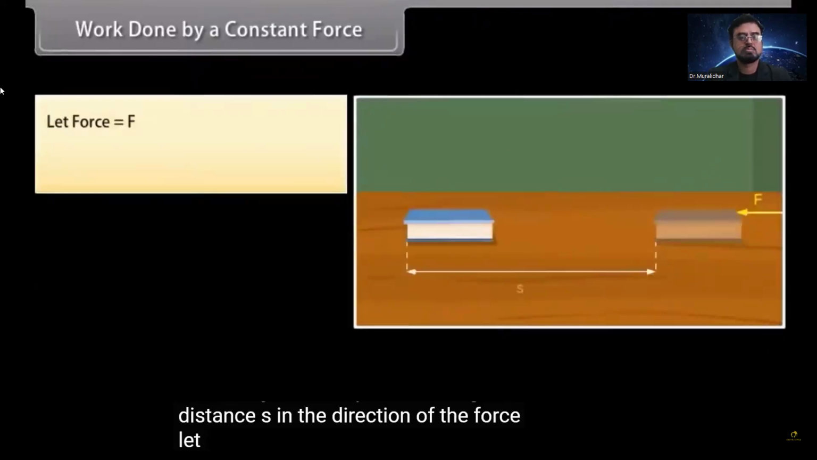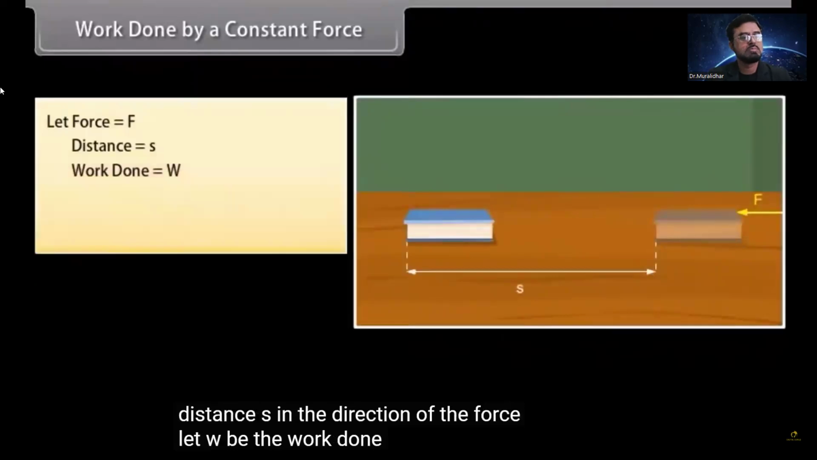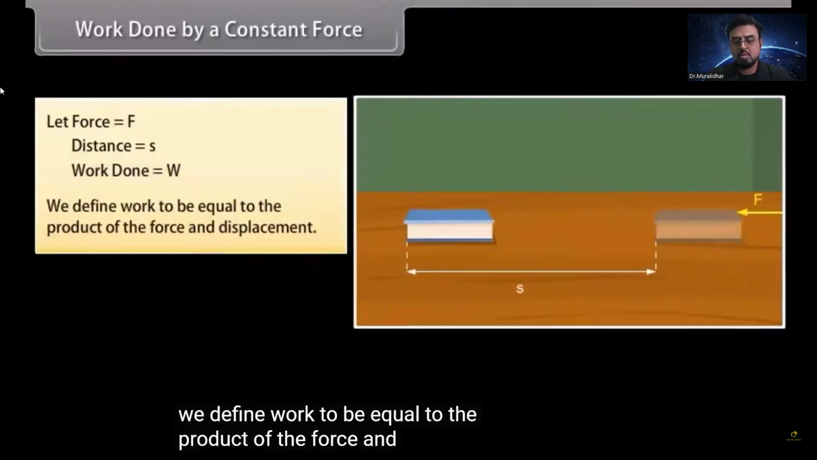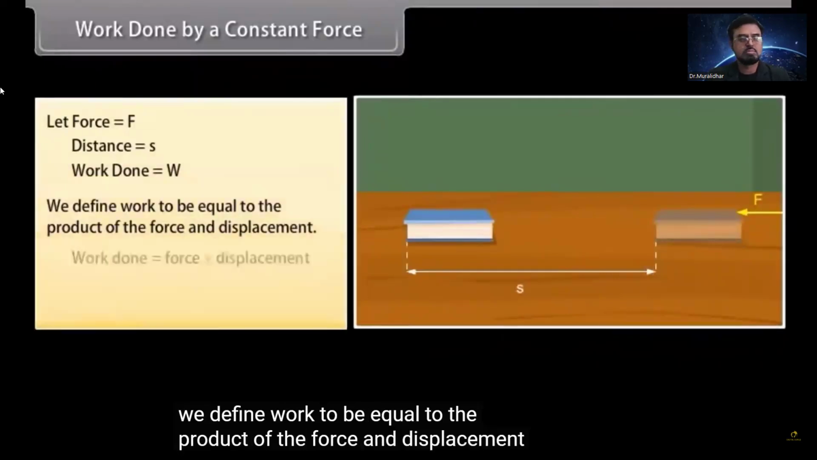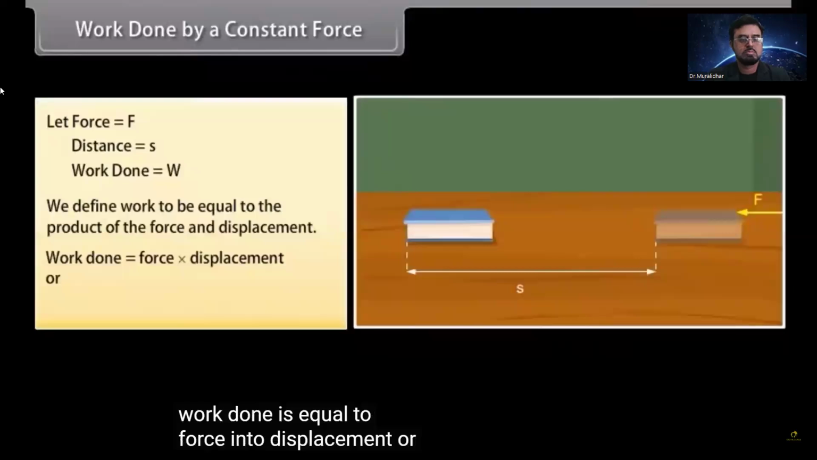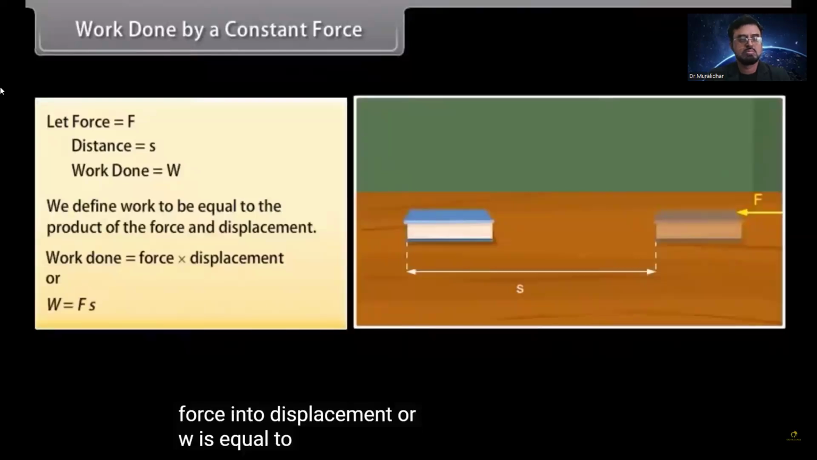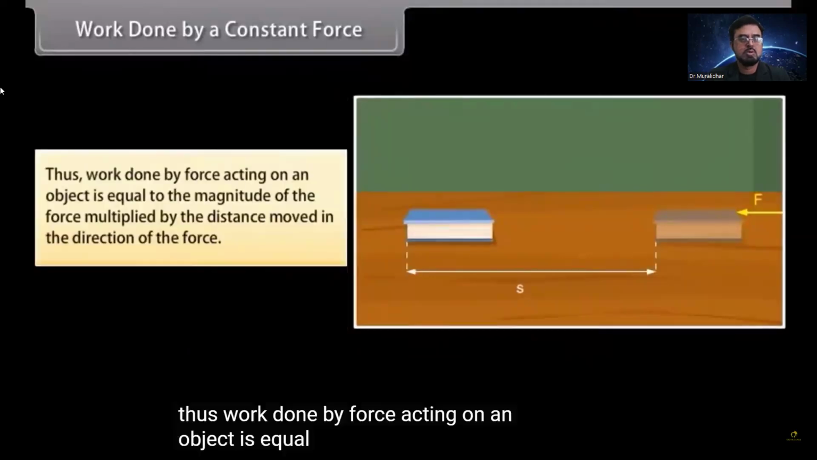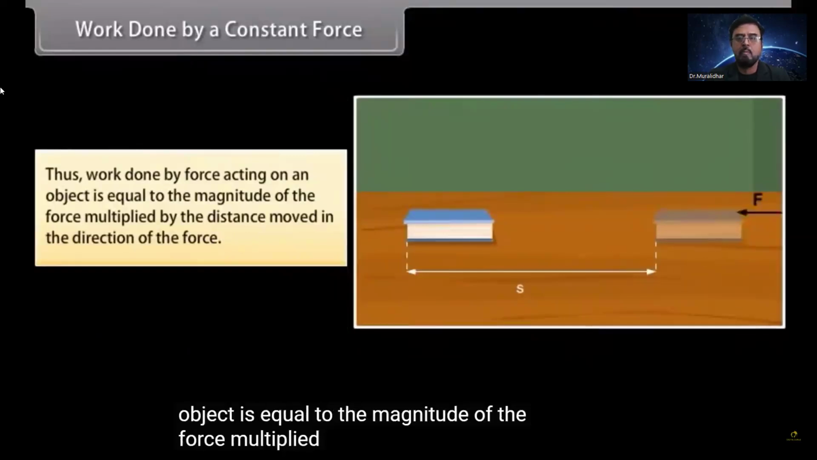Let W be the work done. We define work to be equal to the product of the force and displacement. Work done is equal to force times displacement, or W = F × S. Thus, work done by a force acting on an object is equal to the magnitude of the force multiplied by the distance moved in the direction of the force.